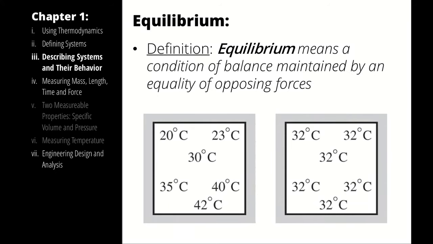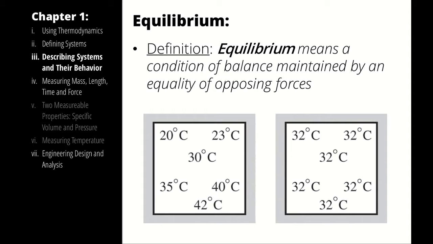Equilibrium is the condition of balance. That means that there are no unbalanced potentials in a system. For example, inside of this isolated system described below, if I had an even temperature distribution, that would be thermal equilibrium. So the box on the left is not in thermal equilibrium, the box on the right is.